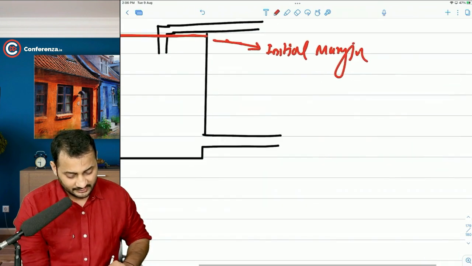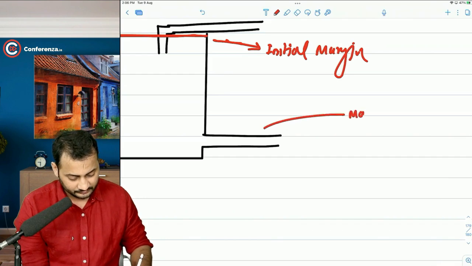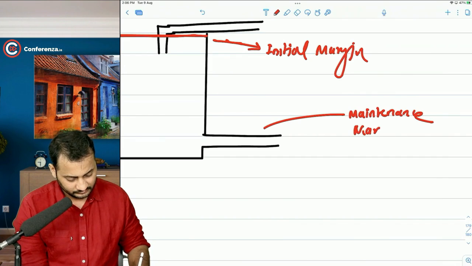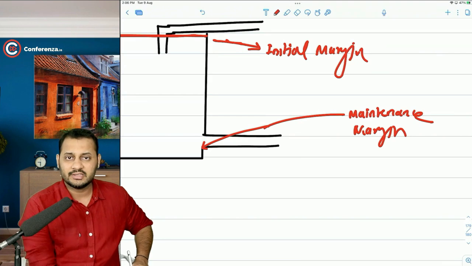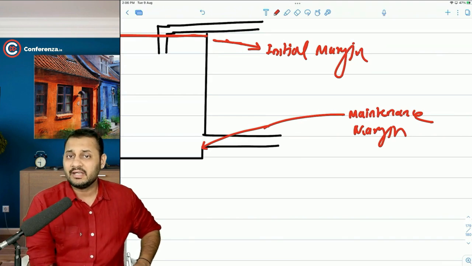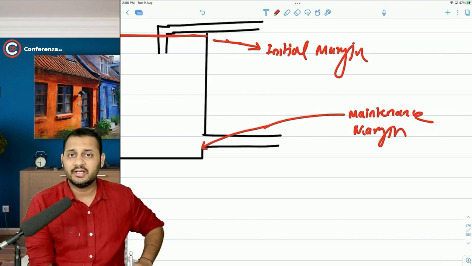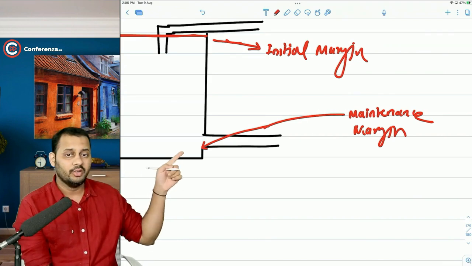So this is called as the maintenance margin. This is the level. What is exactly the maintenance margin, sir? This point is the maintenance margin. Means at any cost you will not let the water go below this level.